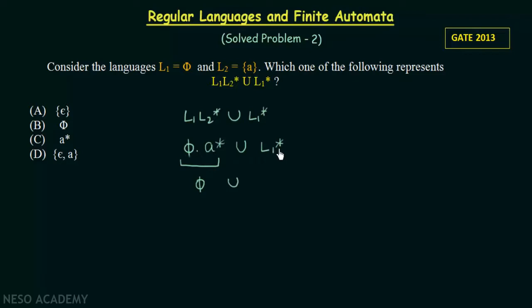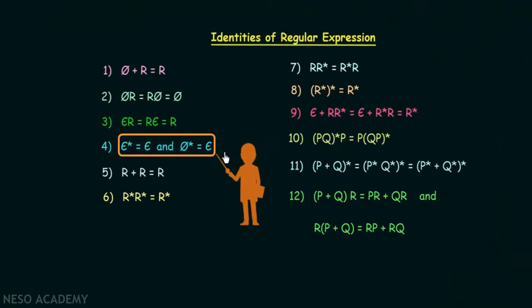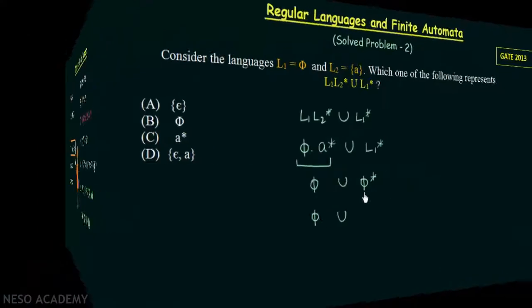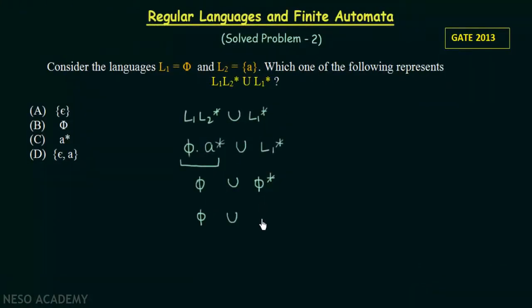Then we have union L1 star. L1 is phi, so we have phi union phi star. Now we need to find the value of phi star. Let me write down phi as it is, union, then phi star. What is phi star? Again, from the identities of regular expressions that we have already studied, phi star is equal to epsilon. So we can replace this phi star with epsilon.